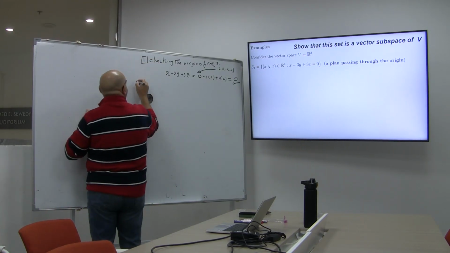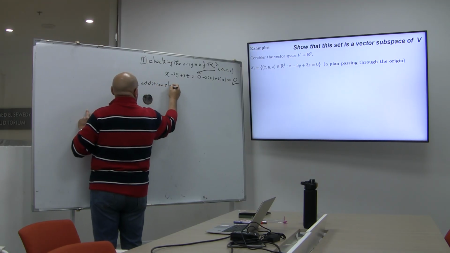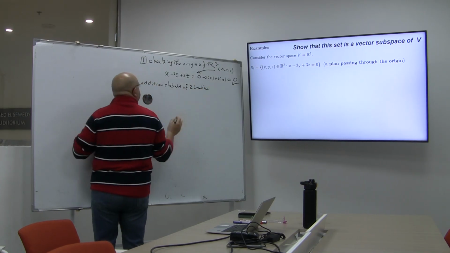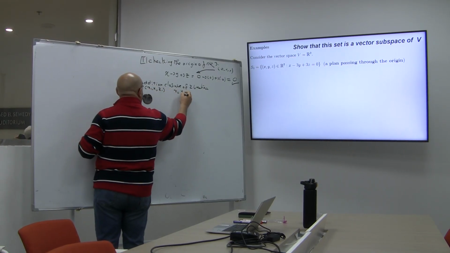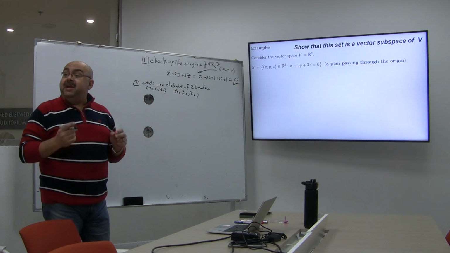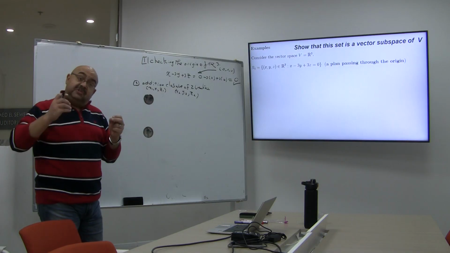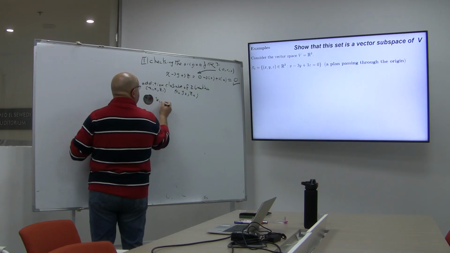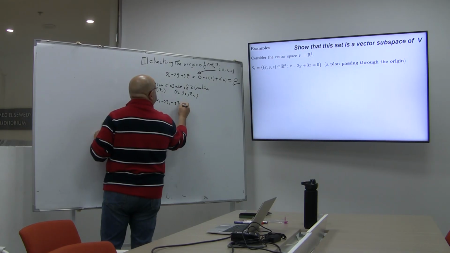For condition number 2, which is mainly the addition closure of two vectors, I will use the two vectors x1, y1, z1 and x2, y2, z2. I will make the substitution using these two vectors and see if the result satisfies the equation or not. Start: it's going to be x1 minus 3y1 plus 3z1. Of course it will satisfy.